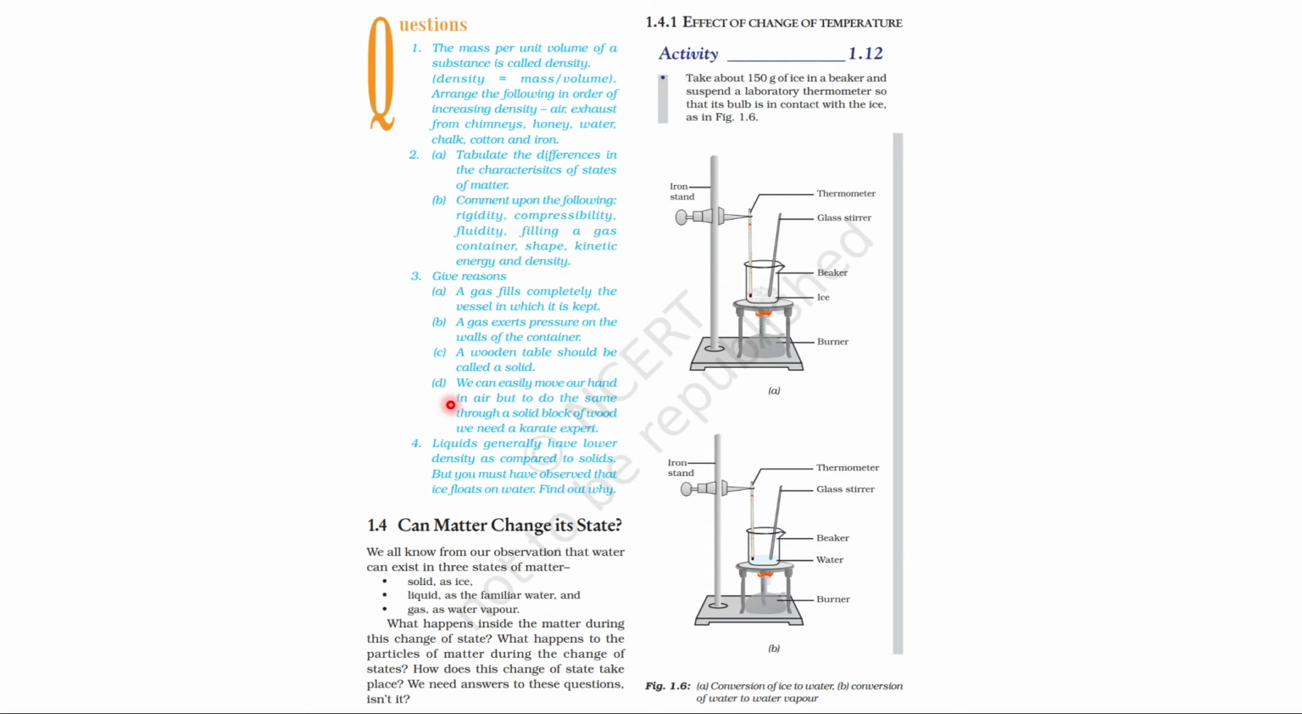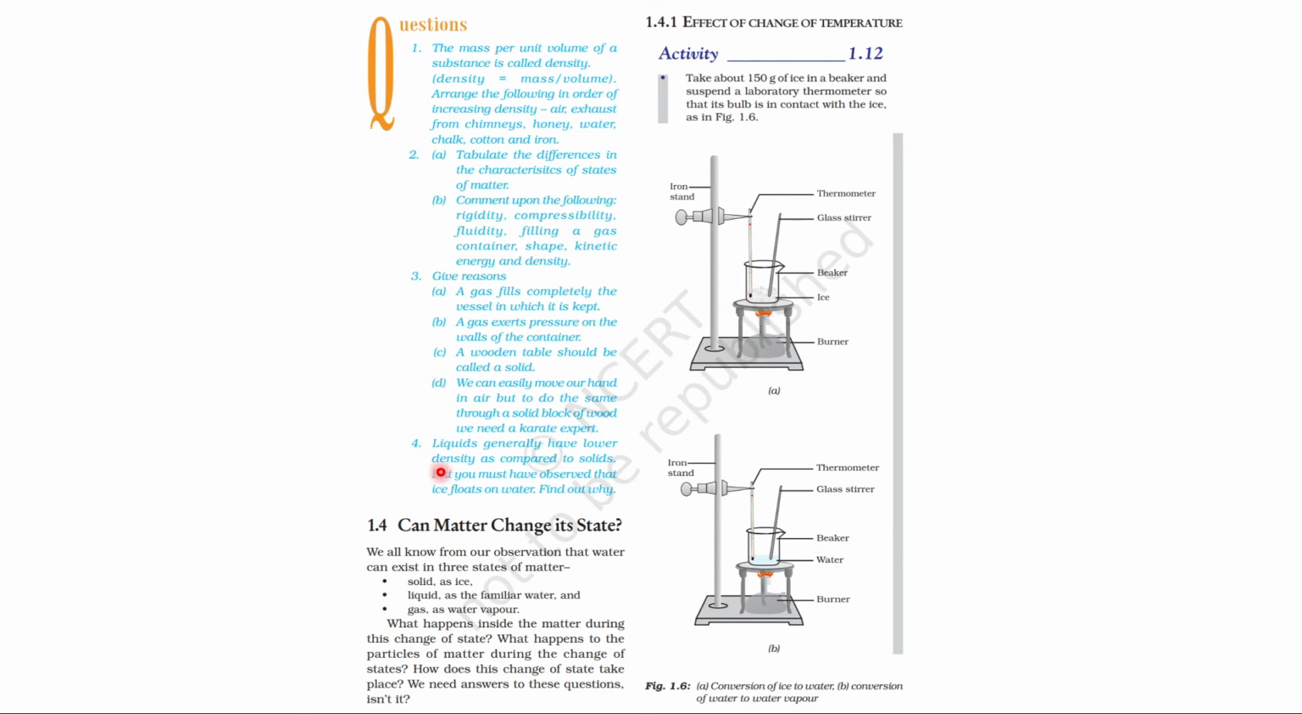Next question. We can easily move our hand in air, but to do the same to a solid block of wood, we need a karate expert. Here is your answer. Air particles have large space in between them due to the least force of attraction between the particles, whereas wood has little space between the particles due to high force of attraction between the particles. And wood is rigid. For this reason, we can easily move our hands in air. But to do the same to a solid block of wood, we need a karate expert.